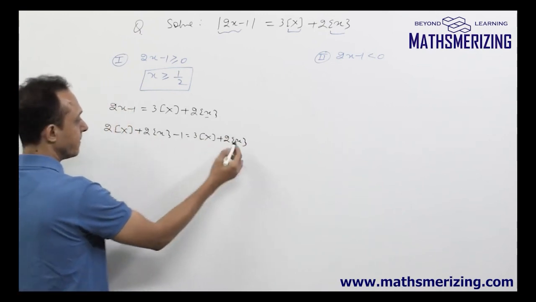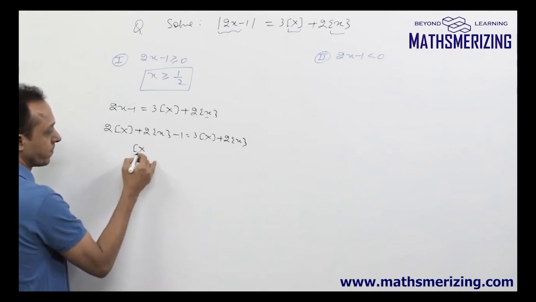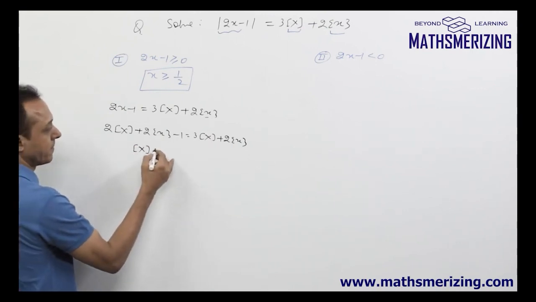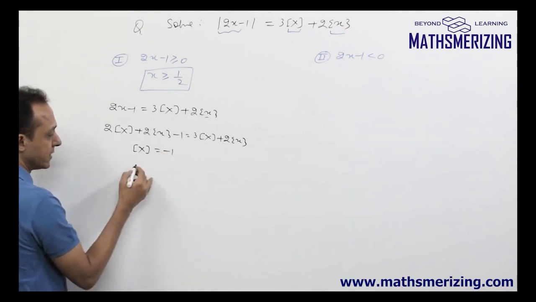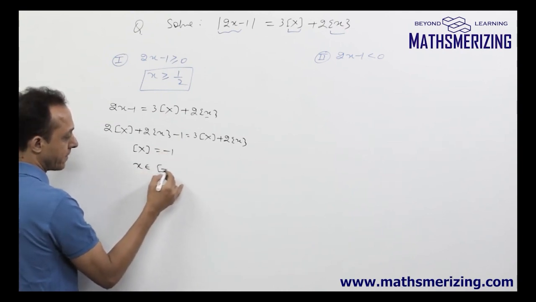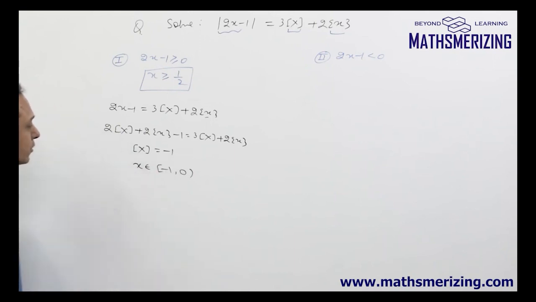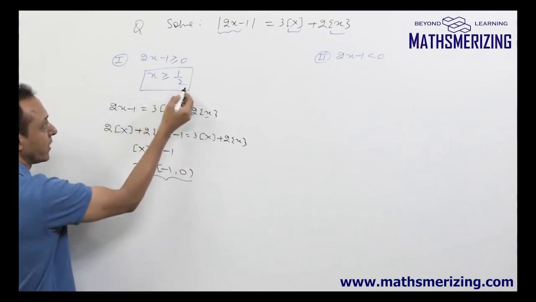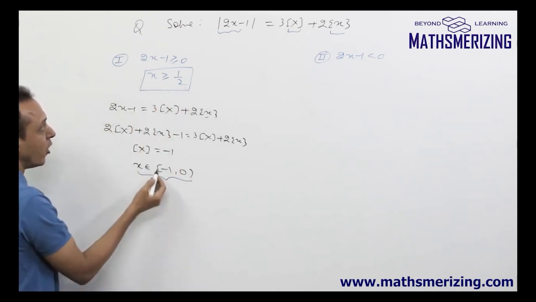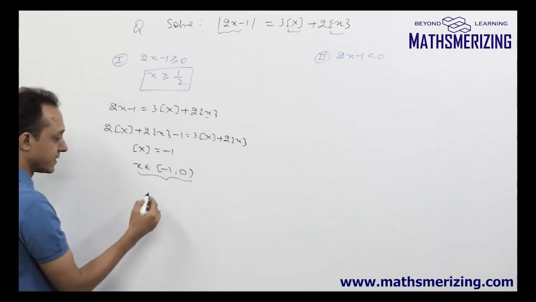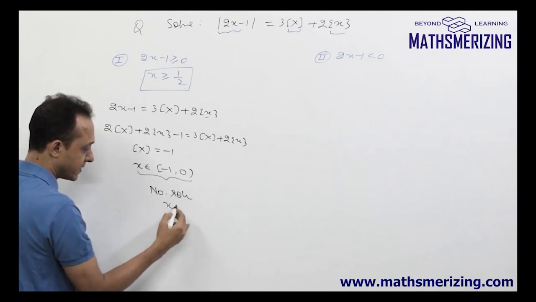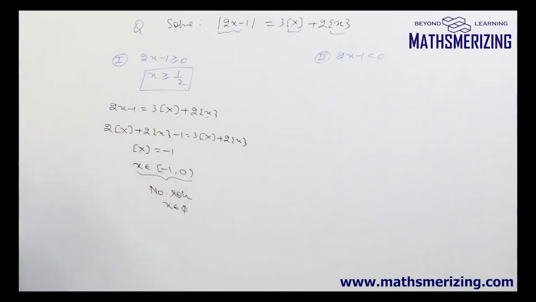So if I cancel it, I'll get the greatest integer function of x should be minus 1. So the value of x should lie between minus 1 and 0. But these values of x do not lie in this interval. So there is nothing common with the given condition. So in this case, there will be no solution. So from the first case, there is no solution.